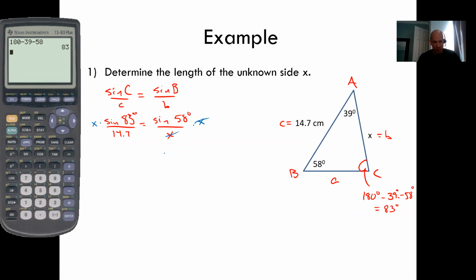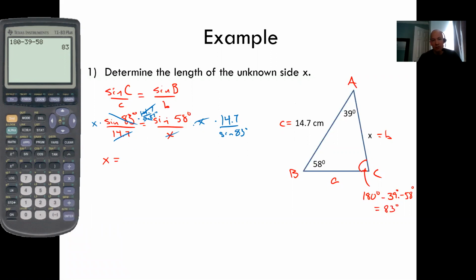And then I'm going to multiply both sides by 14.7 divided by sine of 83. I can do this in the same step or a different step. I'm going to do it in the same step just to save writing. Okay, so the 14.7 on the bottom cancels with that one. The sine 83 on top cancels with that one. And if you're good, you don't even have to be that good. You just have to be a little bit organized.